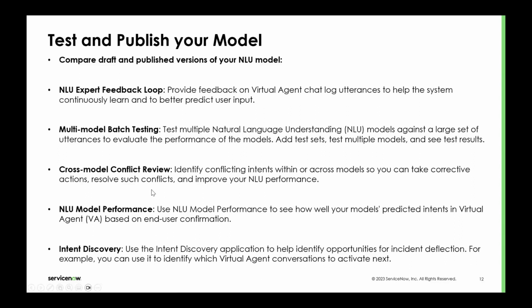Cross-model conflict is really a good option where you can see which utterances are conflicting. For example, if one of the intents, create an IT ticket, has the utterance of laptop issue, you might have the same utterance in some other intent as well. For example, my laptop is slow is kind of an intent. Sometimes by mistake, or while creating utterances, people keep the same utterances in different models or different intents.